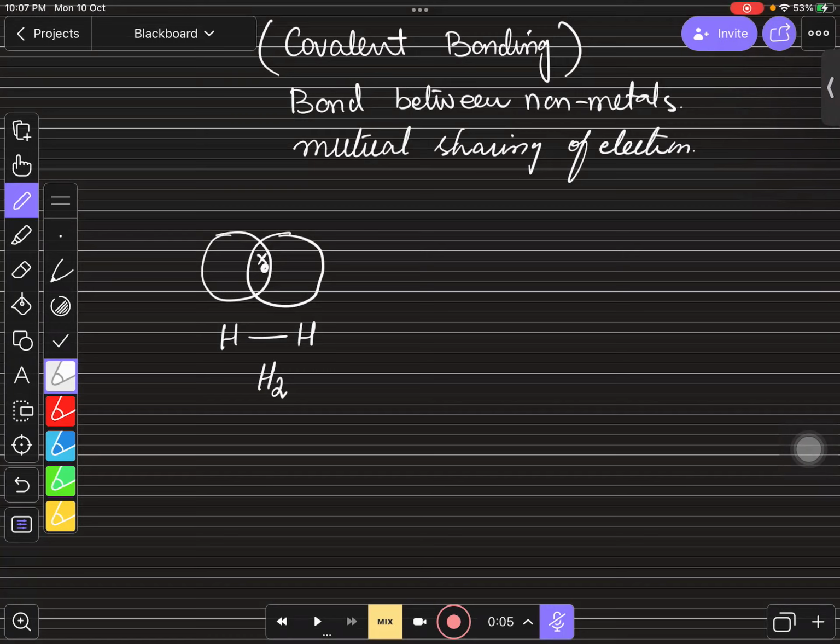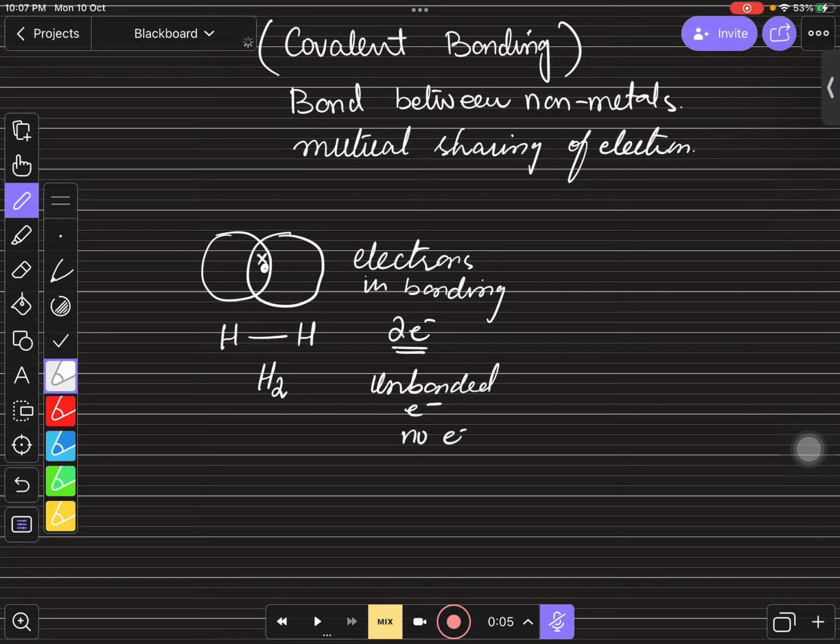You can see this, how many electrons are involved in bonding. We have two electrons over here that are involved in the bonding, right? And there is no unbonded electron in this structure, no electron which is unbonded. We just have one electron in hydrogen, and that electron is going to be bonded with the second hydrogen, which also has only one electron, right?